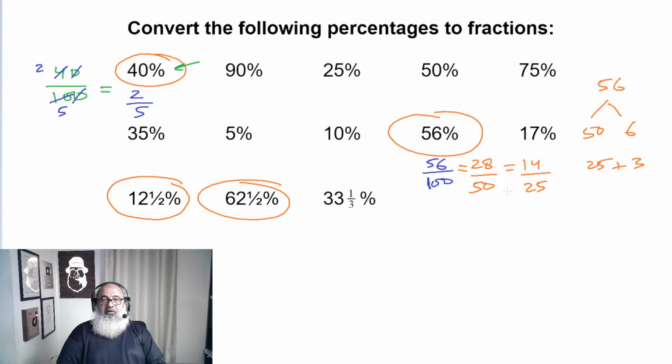So let's do 12.5%. Percent means divided by 100. Now if we double both the numerator and the denominator, double of 12.5 is 25, and double of 100 is 200. And now if we divide both the numerator and the denominator by 25, we'll get 1 over 8. As we already established, there are 8 25s in 200, because there are 4 25s in 100.